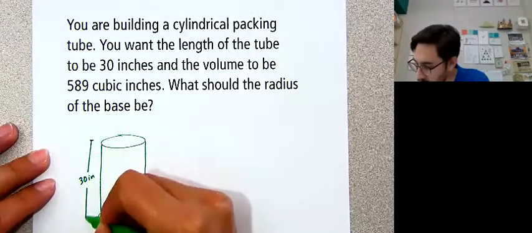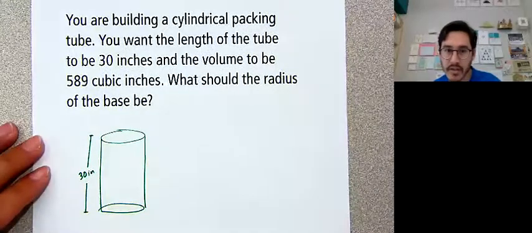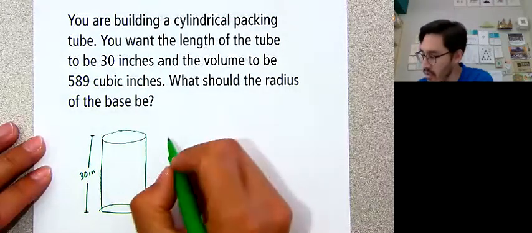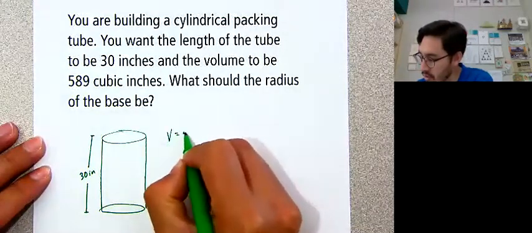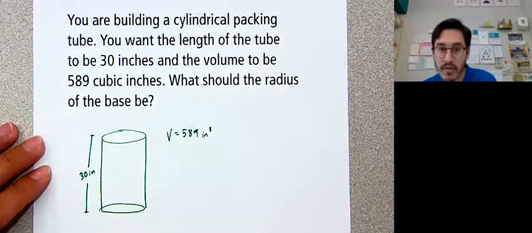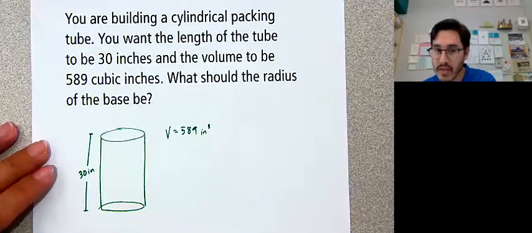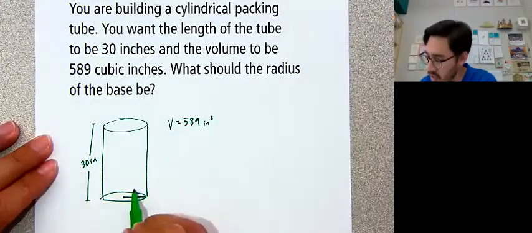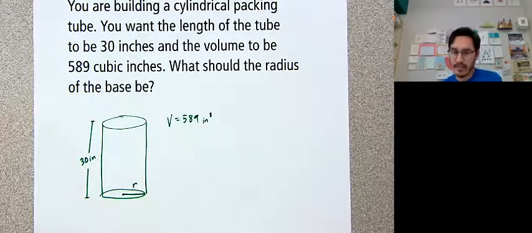So the distance between the top and bottom face is 30 inches, and the volume is to be 589 cubic inches. Okay, so the volume is 589 inches cubed. What should the radius of the base be? The distance from the center of that circle to the edge is what we're trying to find.